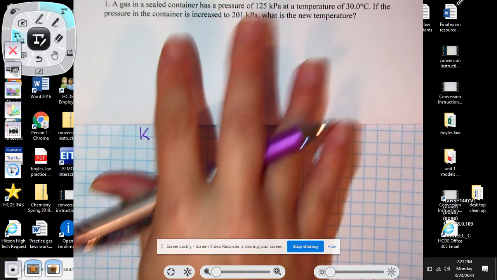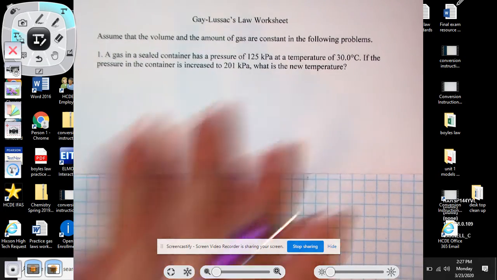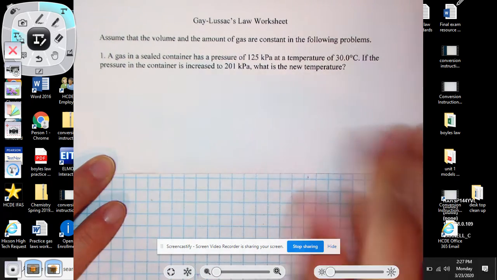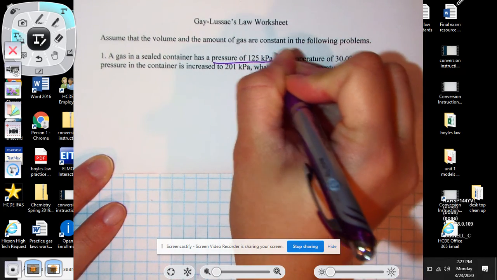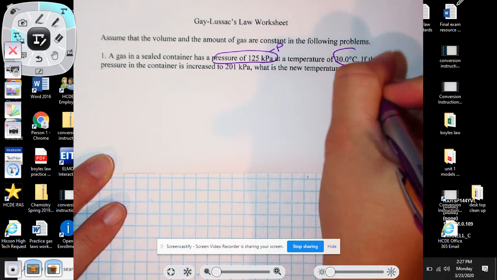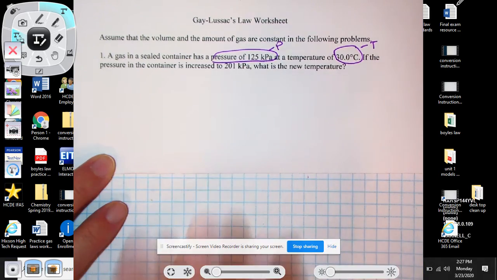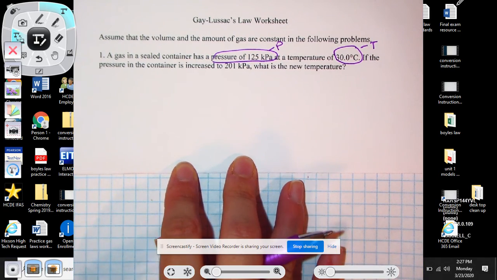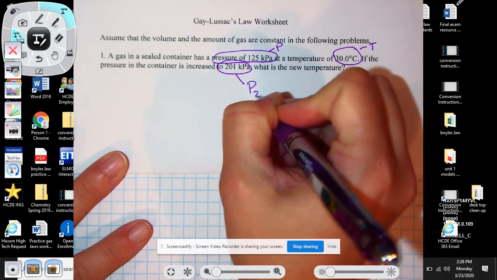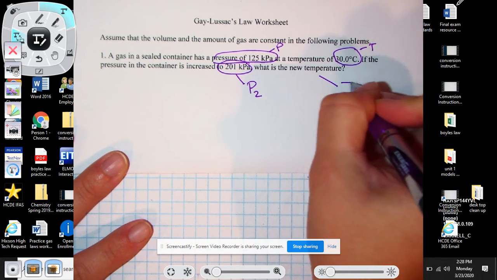All right, so we have a problem here, and it says a gas cylinder container has a pressure. So this is a pressure, this is our P1, and a temperature at 30 degrees, this is our T1. If the pressure in the container is increased to 201 kPa, so that's our P2, what is the new temperature? We're looking for T2.